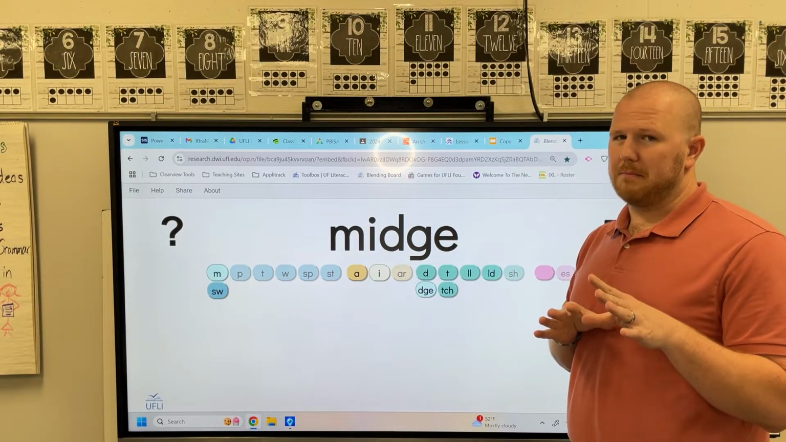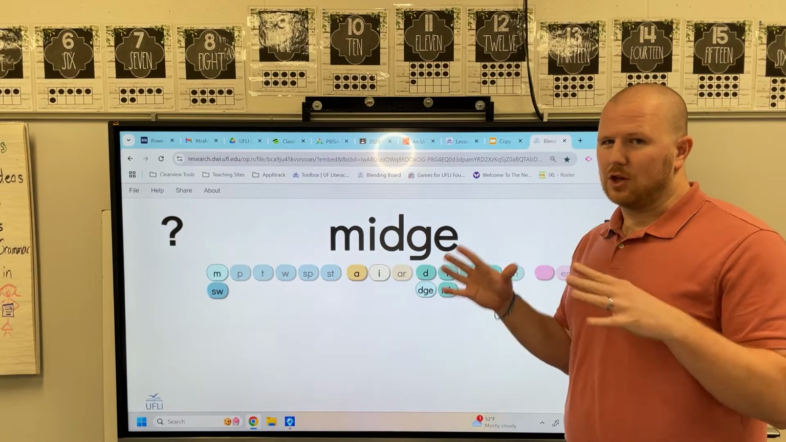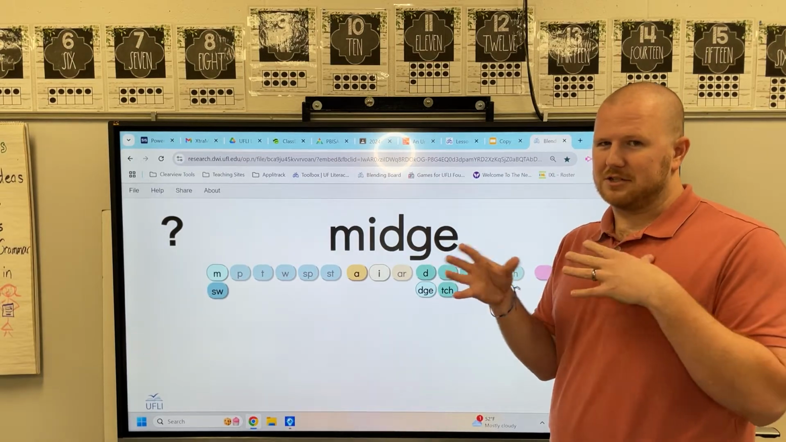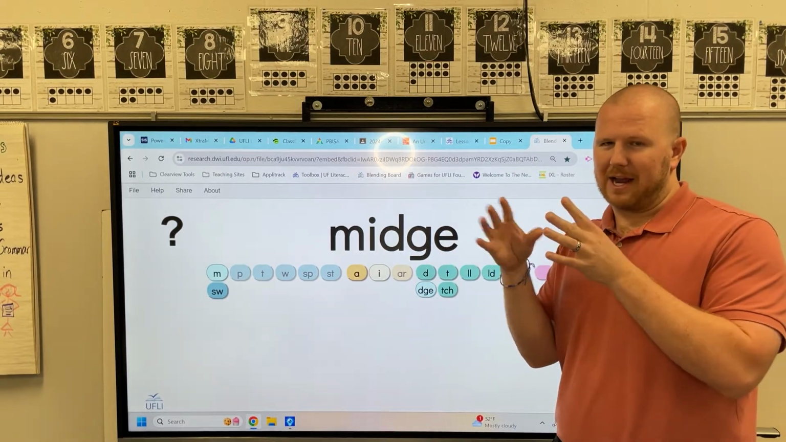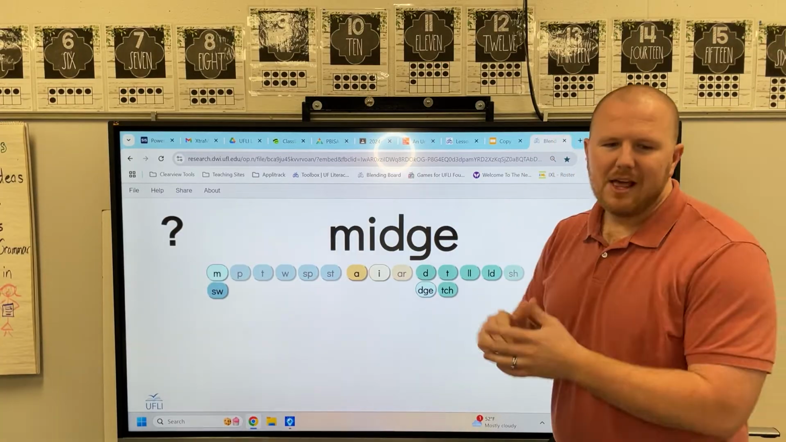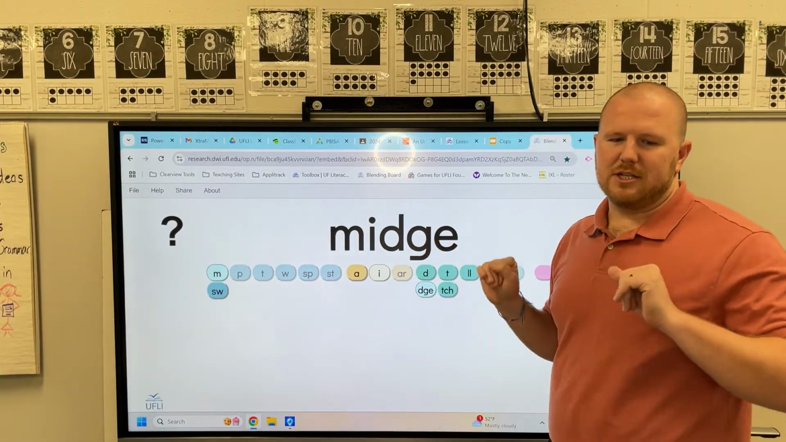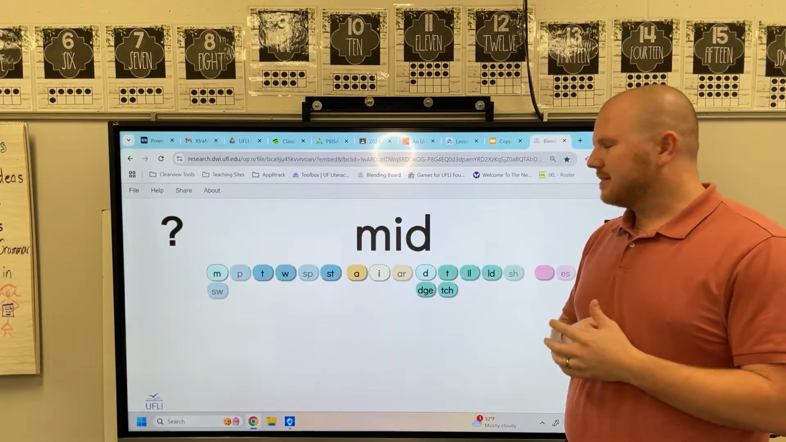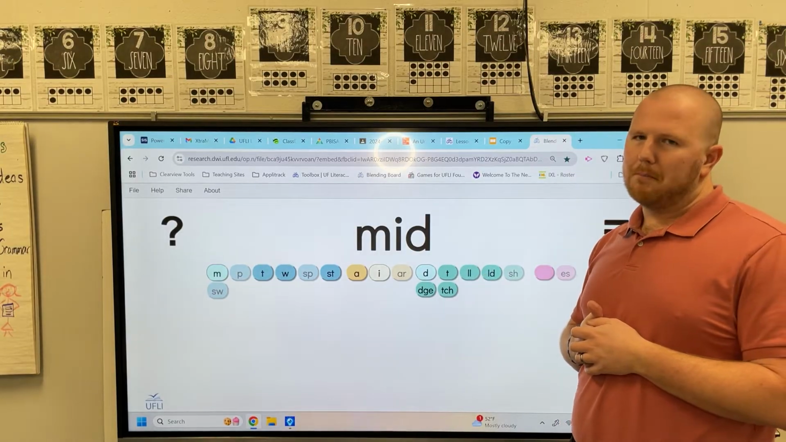Midge. If you guys don't know what a midge is, then you're not local to like the Great Lakes. Midges are like little bugs that are by our houses because we live by the lake. But anyway, that's beside the point. That's what a midge is. But anyway, what is this? Midge. You guys are so mid right now.